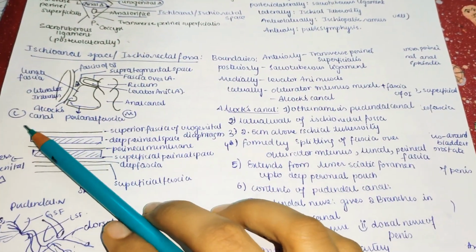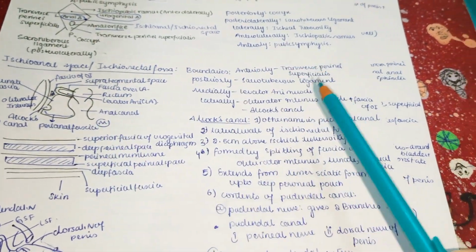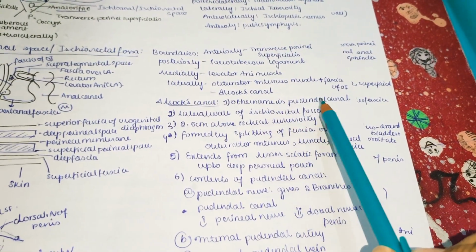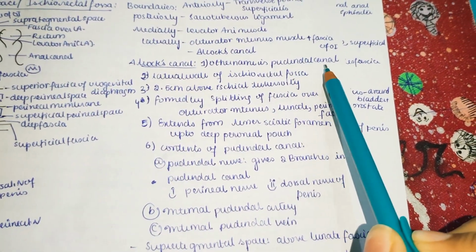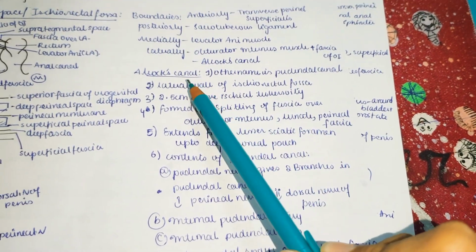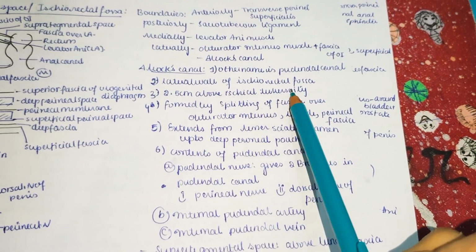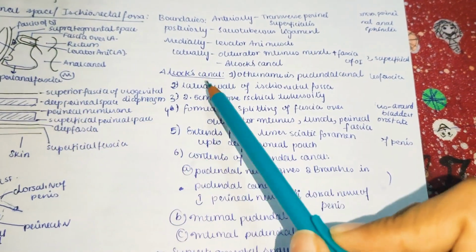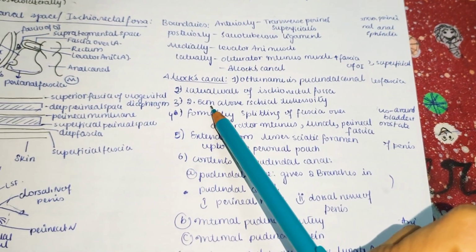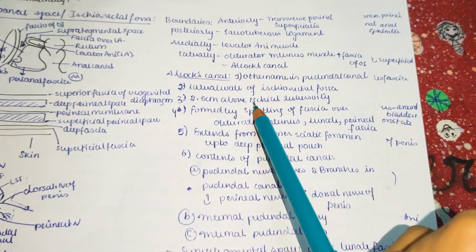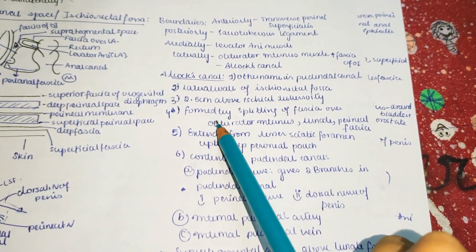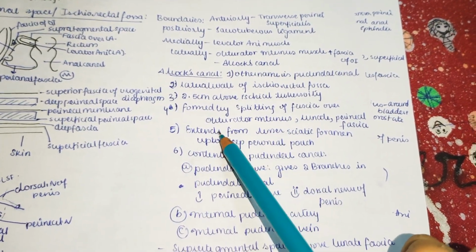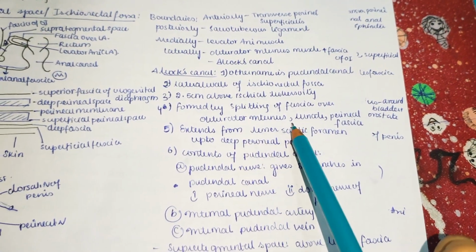So now let us see some more detail of Ehlers canal or pudendal canal. So Ehlers canal, also called as pudendal canal, or pudendal fascia. It is the lateral wall of ischiorectal fossa. It is 2.5 centimeters above ischial tuberosity. Okay, this is an important point, and it is mainly formed by splitting of fascia over obturator internus, lunate, perianal fascia.